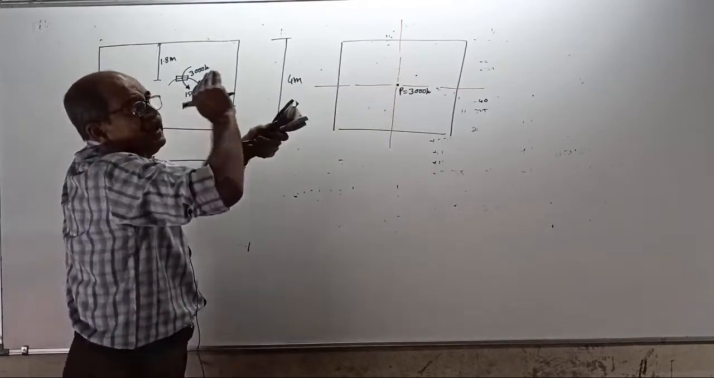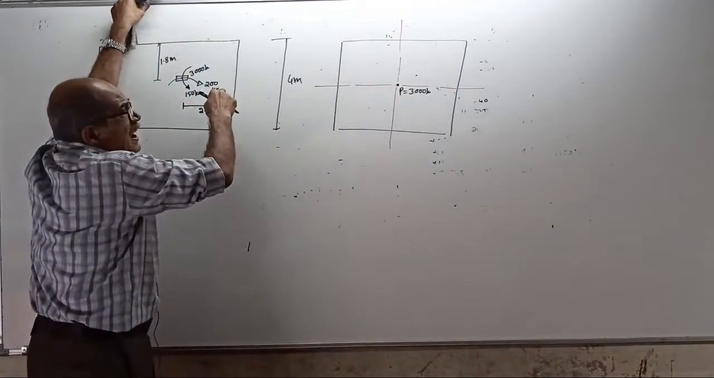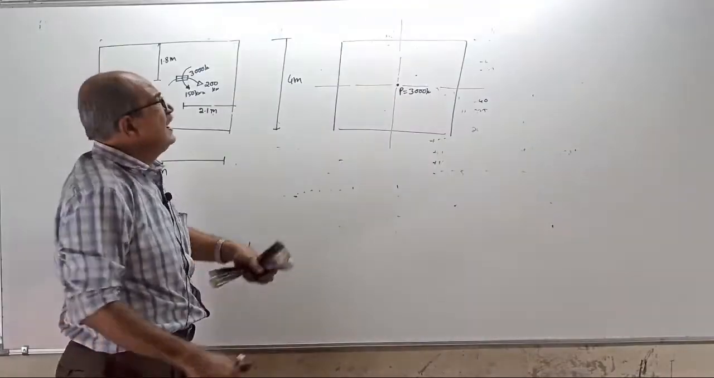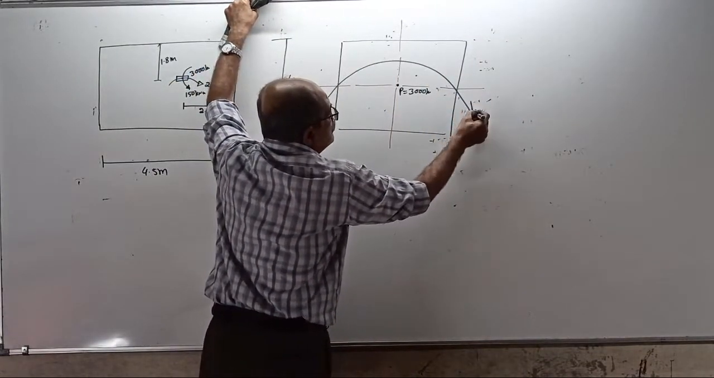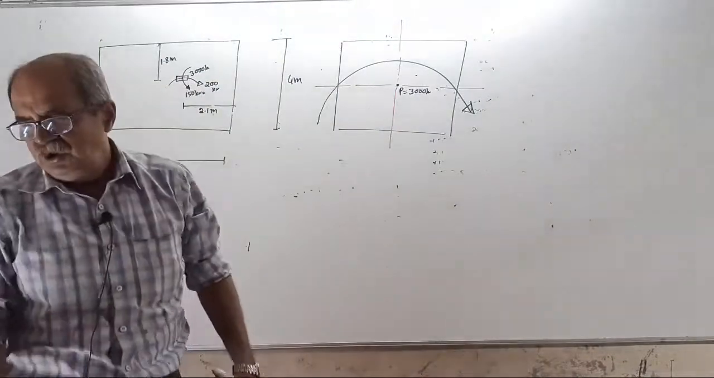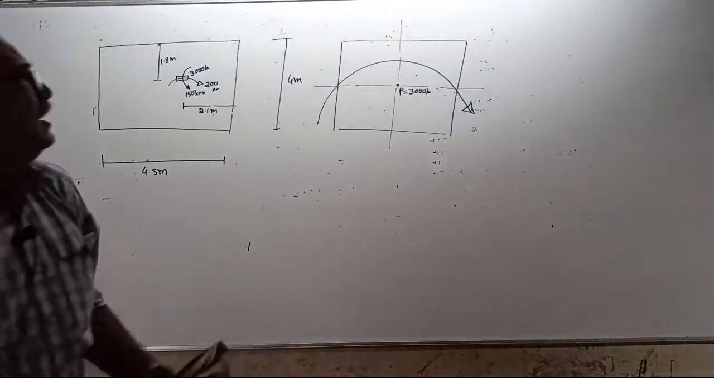It will create a moment like this. And the column also has a moment. So together they will add up. Your net M will become... I will tell the answer for you. You try it. Once you get it, I will close.